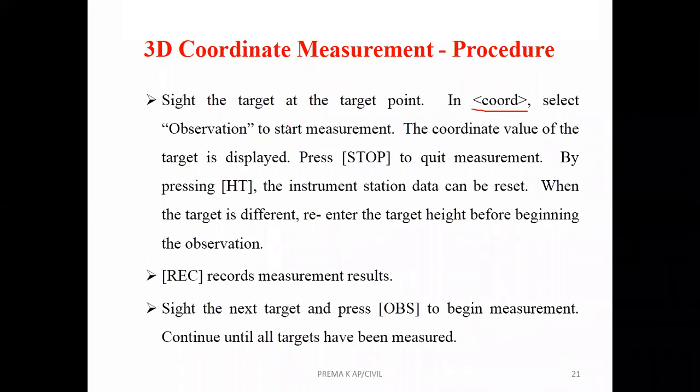So in coordinates, select observation to start measurement. The coordinate value of the target is displayed. Press stop to quit measurement. By pressing hide, the instrument station data can be reset. When the target is different, re-enter the target height before beginning the observation. Record option records the measurement results.